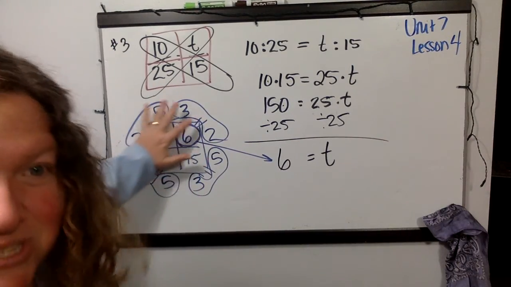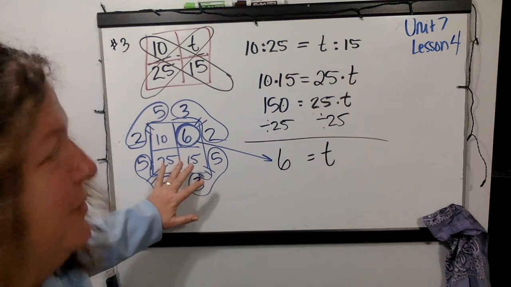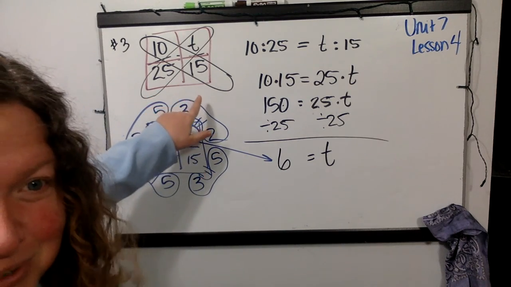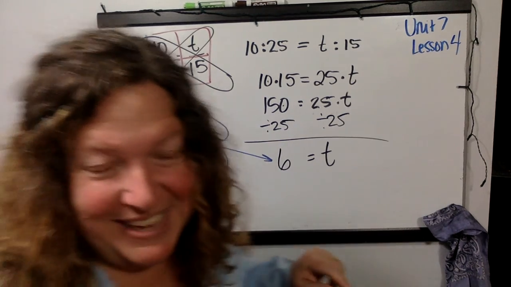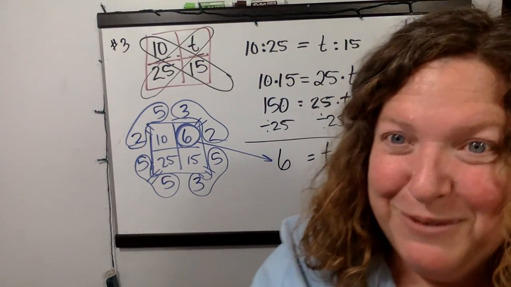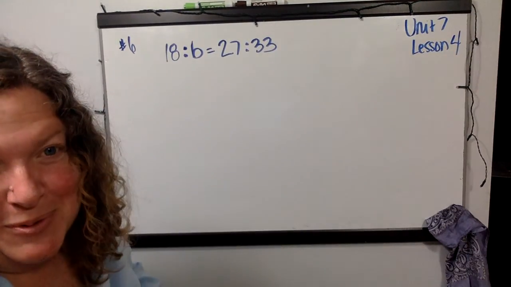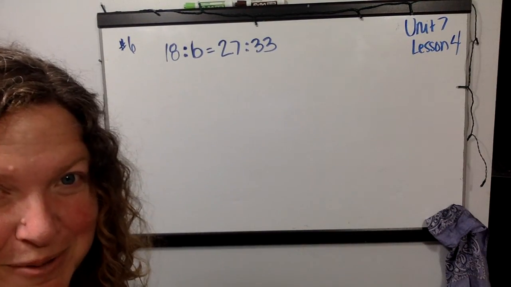You can try to start solving them again like we did with factor puzzles at the very beginning of the year, but I encourage you to try cross multiplication, and then using the inverse operation to see if you can solve these kinds of problems. All right, let's try one more. This time we're going to have to set it up from the very beginning.